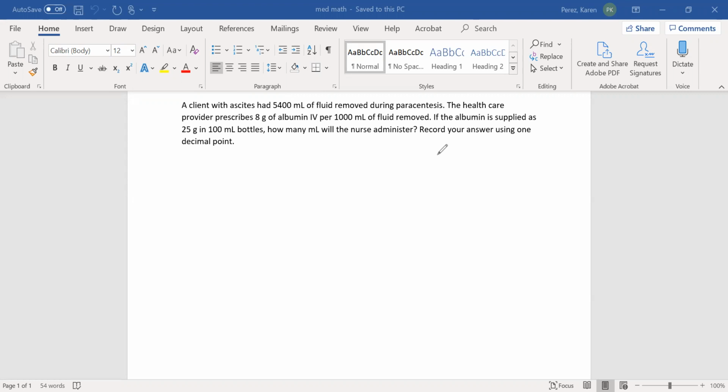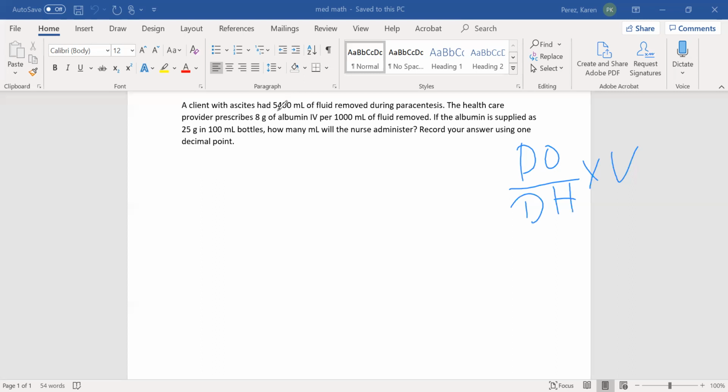So the first thing I'll set up, because remember, we are not using dimensional analysis, we're using the dose order over dose on hand times the volume method. So that's one of the first things I'm going to write: the formula, dose order over dose on hand times the volume. Now I know what the dose on hand is already, which is 25 grams in 100 mL bottles. What I need to work out is the dose ordered. And in this case, the question tells us that for every 1,000 mL, I'll give 8 grams.